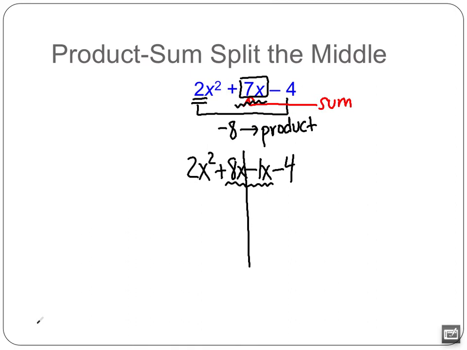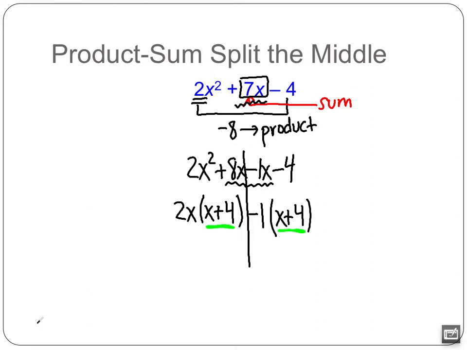On the left side, our greatest common factor is 2x. We're then left with x add 4. Right side, we have negative 1x subtract 4. Our greatest common factor is negative 1. We're left with x add 4. Now here's where you need to do a check to make sure you're on the right track. These two sets of parentheses should match. If they don't match, then you did something wrong. Because ours match, we know that we're on the right track.